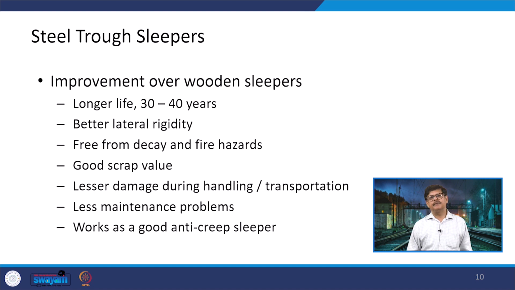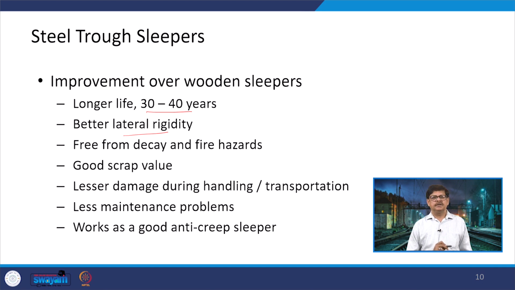So, what were the improvements when we started using the steel trough sleepers as compared to the wooden sleepers? The very first thing was the longer life. It had 30 to 40 years of life as compared to 12 to 19 years in the case of wooden sleepers. It also provided better lateral rigidity to the track system, which was a problem in the case of a wooden sleeper. It was getting loosened, the gauge problem was also there, and it needed to be maintained again and again.